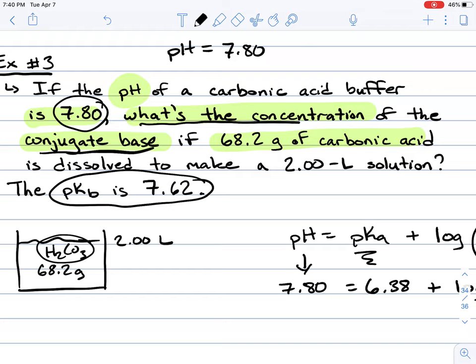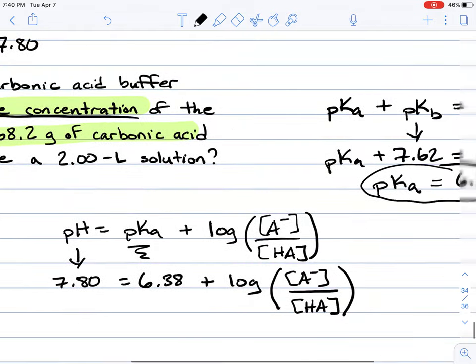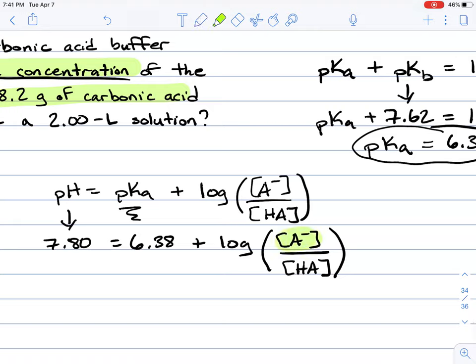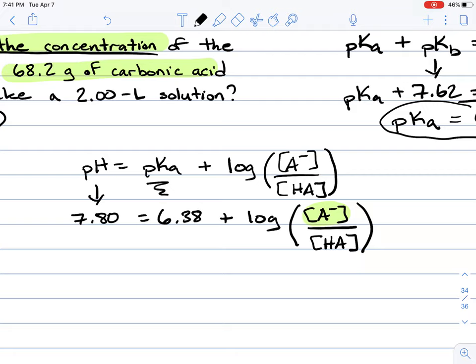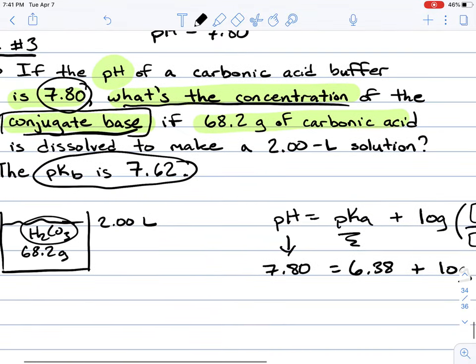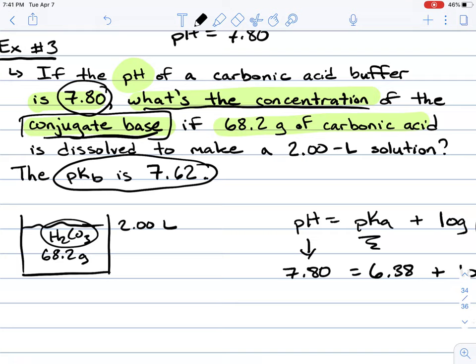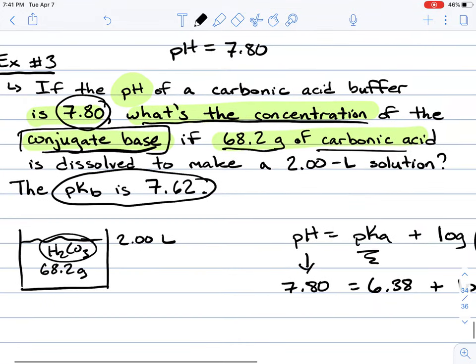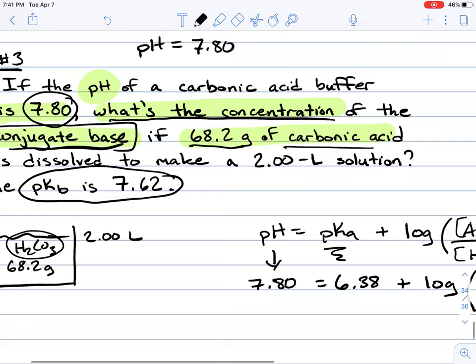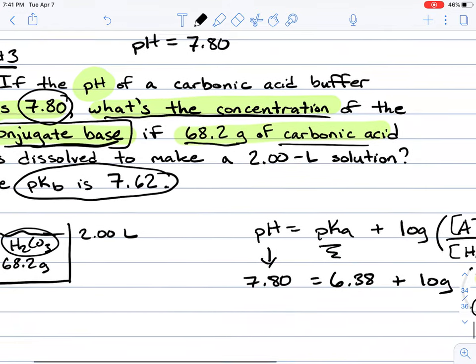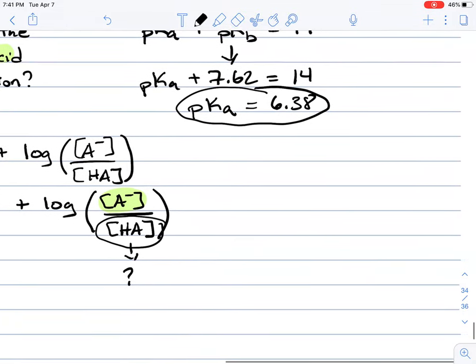And so looking at the question, what is the concentration of the conjugate base? What we're solving for here is going to be A minus in molarity units. For me to solve this, I need to know the concentration of this acid. Carbonic acid is going to be 68.2 grams. Even though it's a diprotic acid, recall that its second ionization is times 10 to the negative 11, so we're going to treat it like a monoprotic acid. We're going to convert 68.2 grams of carbonic acid into moles, and then divide it by 2 liters to determine the concentration.